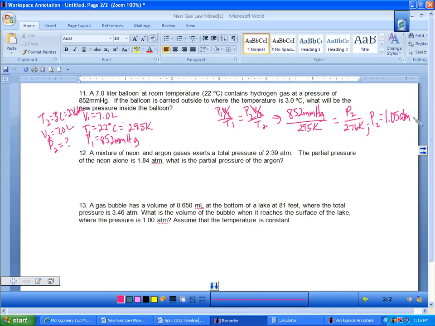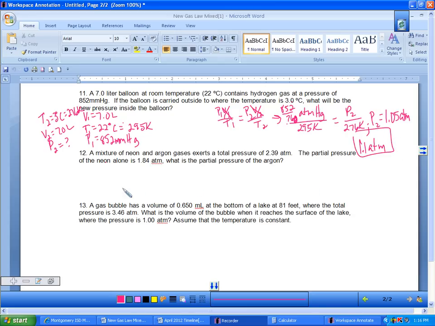Now I got that in atmospheres, so the math is going to be kind of goofy here. So I better change this over here. Let's put it out of millimeters into atmospheres. So 852 over 760 will give me atmospheres, because remember, 760 is the magic conversion number. Now that's going to give me my 1.05. I have 2 sig digs, 2 sig digs, 2 sig digs, 3. So I'm going to round that off to 1.1 atmospheres.